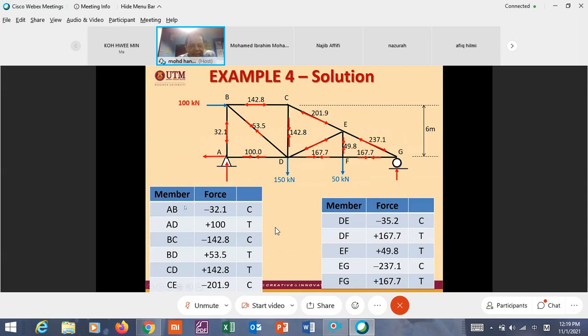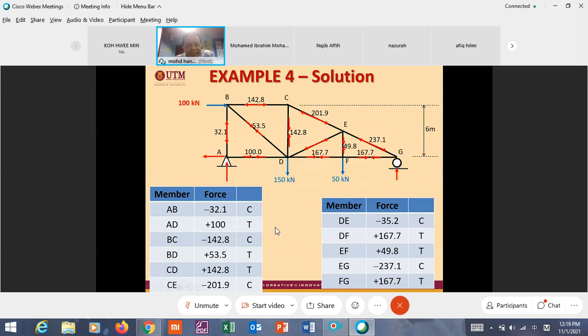In your slide, you have this list of member forces. Some are negative, some are positive. Negative is compression, positive is tension. And alternatively, you can also show the summary of the forces on this figure. Maybe it is more clear.